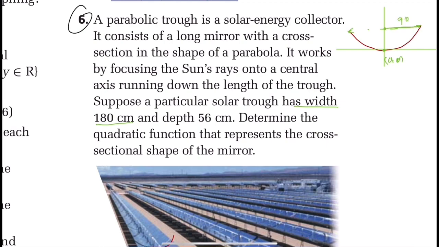They are telling me that the depth of the parabola is 56. That means the depth of my parabola from here to here is 56. So this is my 90 and this is my 56.